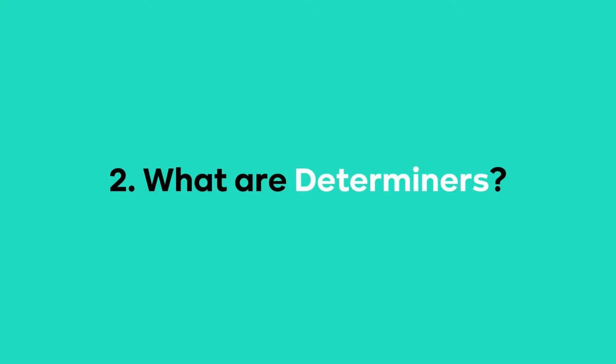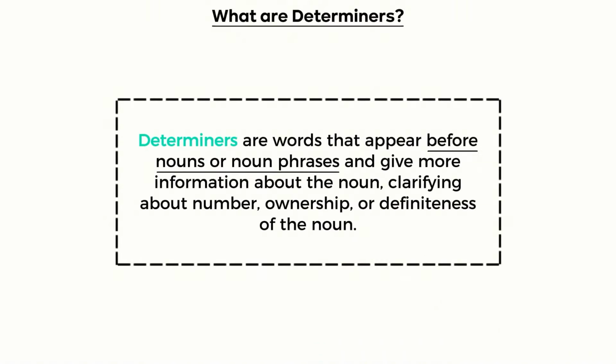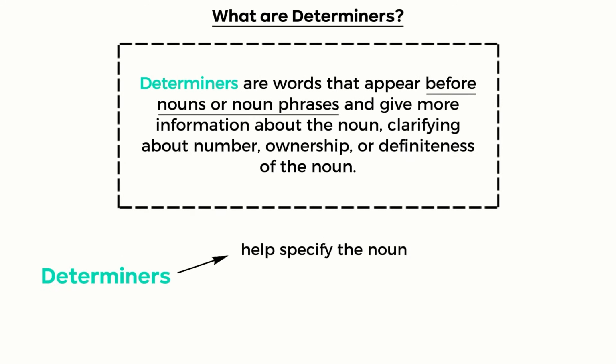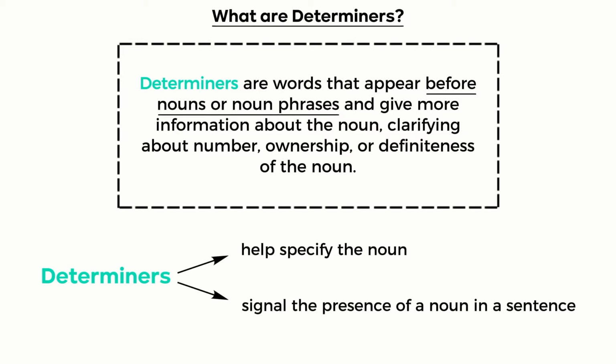What are determiners? Determiners are words that appear before nouns or noun phrases and give more information about the noun, clarifying number, ownership, or definiteness of the noun. They help specify whether the noun is general or specific, singular or plural, or how much or how many of something there are. Determiners also signal the presence of a noun in the sentence, guiding the reader's or listener's focus to the noun.